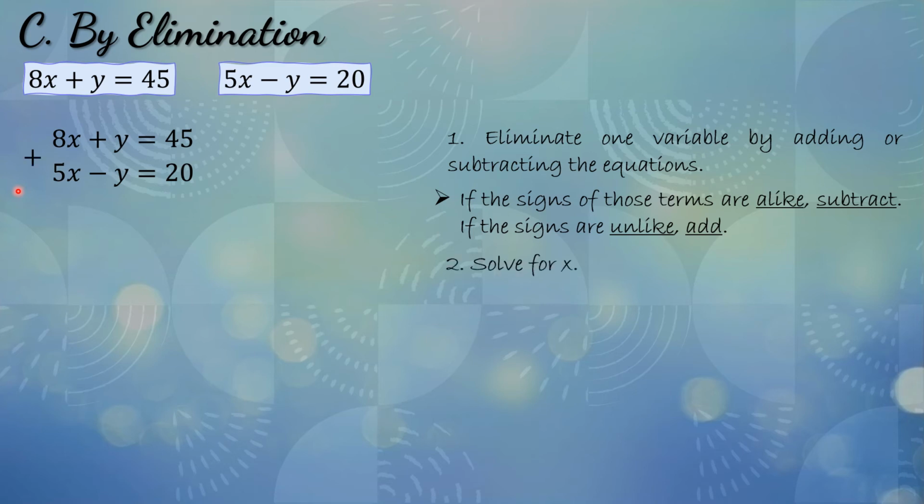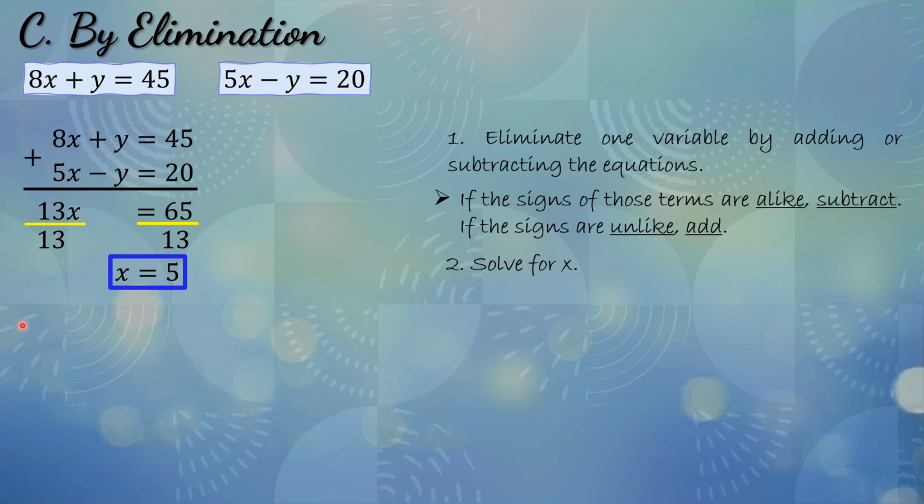Let us now solve for x. So 8 plus 5 or 8x plus 5x is equal to 13x. And then, since y plus negative y is 0, so na-eliminate na natin yung y. And then 45 plus 20 is 65. And then, as you can see, meron pang numerical coefficient ang x dito. So let us cancel that 13 by dividing both sides by 13. Therefore, the value of x is 5 because 65 divided by 13 is 5.